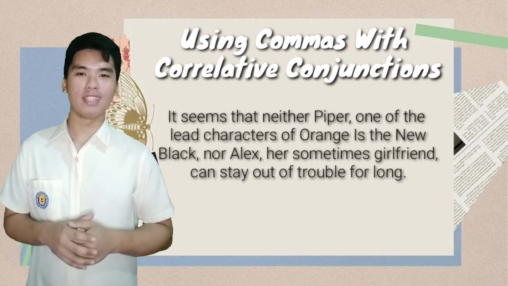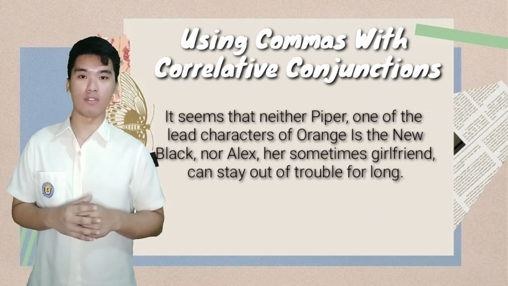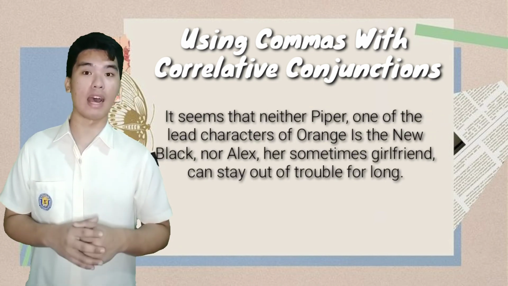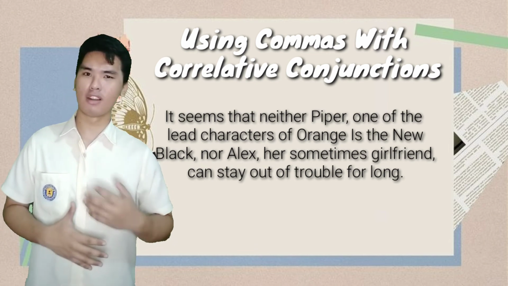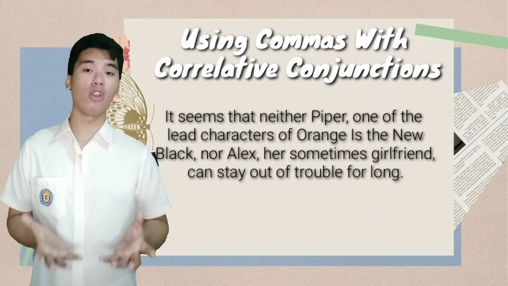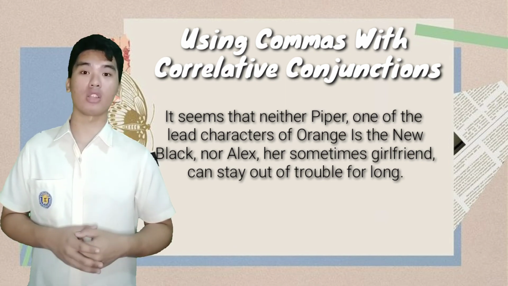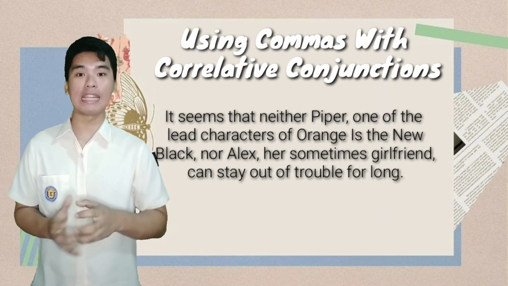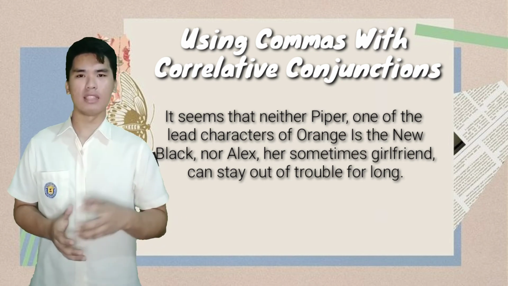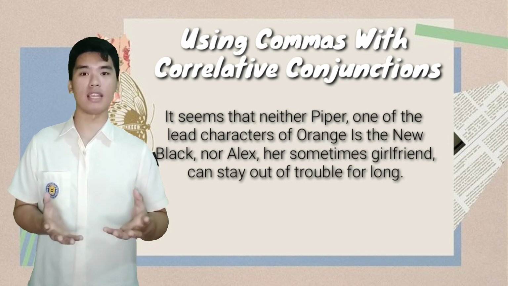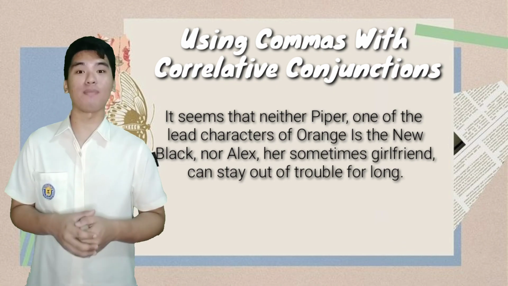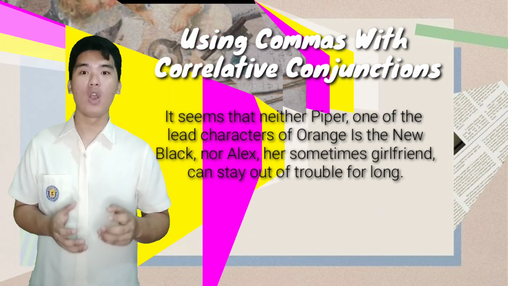Example, it seems that neither Piper, one of the lead characters of Orange Is the New Black, nor Alex, her sometimes girlfriend, can stay out of trouble for long. So in this sentence here, the information provided about the characters makes up two separate non-restrictive clauses. These clauses require the use of commas, and as such, it's okay to interrupt the correlative conjunction pair with these commas.